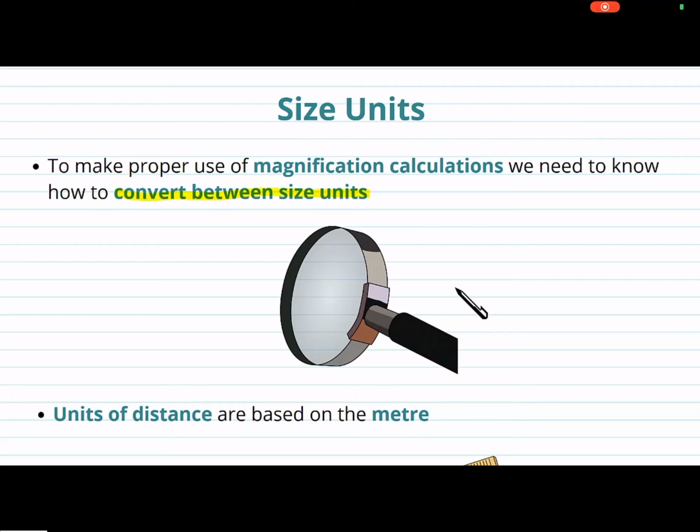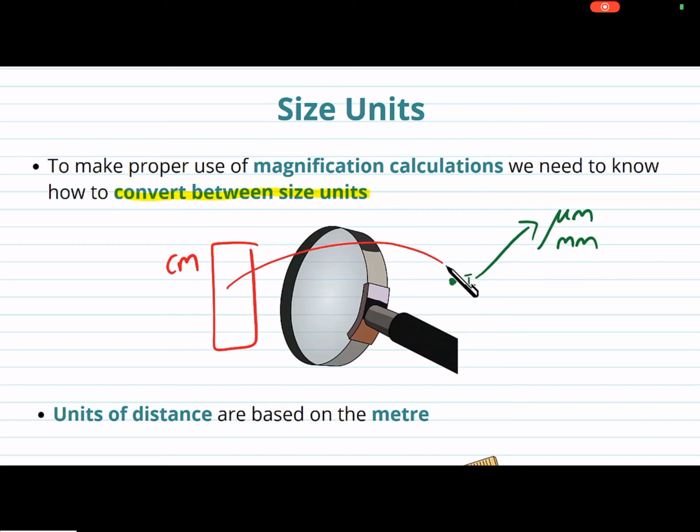For example, the specimens that we'll be looking at are obviously very, very small, and we measure them in very small distances like micrometers and millimeters, sometimes even smaller than that. But the images that we might end up with might be a few centimeters large. So we need to be able to convert things between them in order to carry out these calculations.